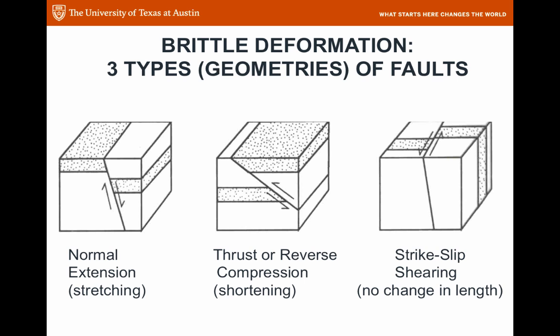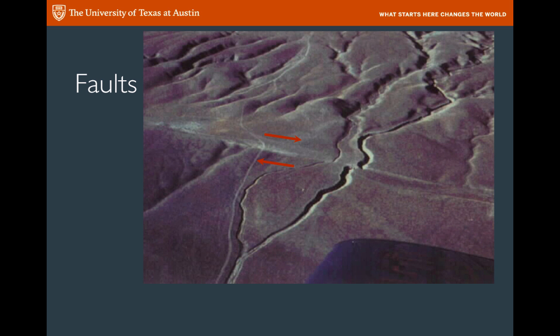And we'll start there. Why strike-slip? Well, shearing faults tend to be vertical, and therefore the slip direction, the direction the fault is moving, is parallel to the strike. So we call them strike-slip faults. This is the San Andreas Fault. It's one of the most famous strike-slip faults in the world, and it's so big you can see it from an airplane.